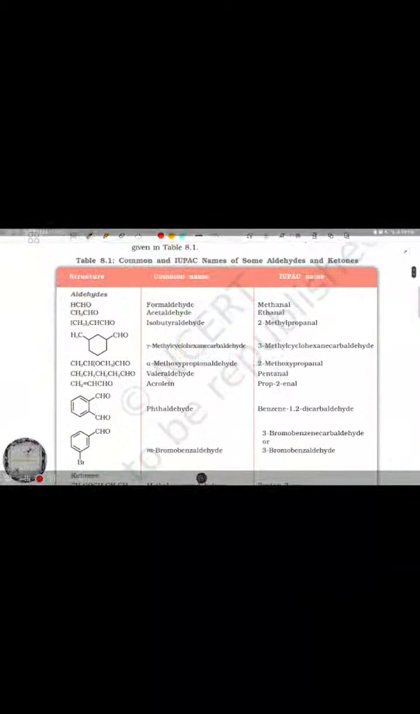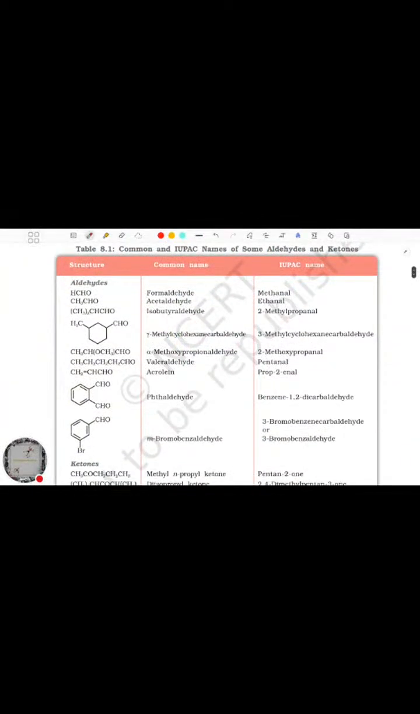First, common and IUPAC names of some aldehydes and ketones. Aldehydes: HCHO, it's formaldehyde, that is a carbon compound with 2 hydrogens attached to it. It has 1 carbon, and it's an aldehyde, which means it's going to be methane, and methane with aldehyde group is methanal. That's it. Next, we are having CH3CHO. It's going to be acetaldehyde because it has 2 carbons. 2 carbons will have a common name of acid because we are having an acetic acid derivative. That's where we are obtaining the common name for aldehydes.